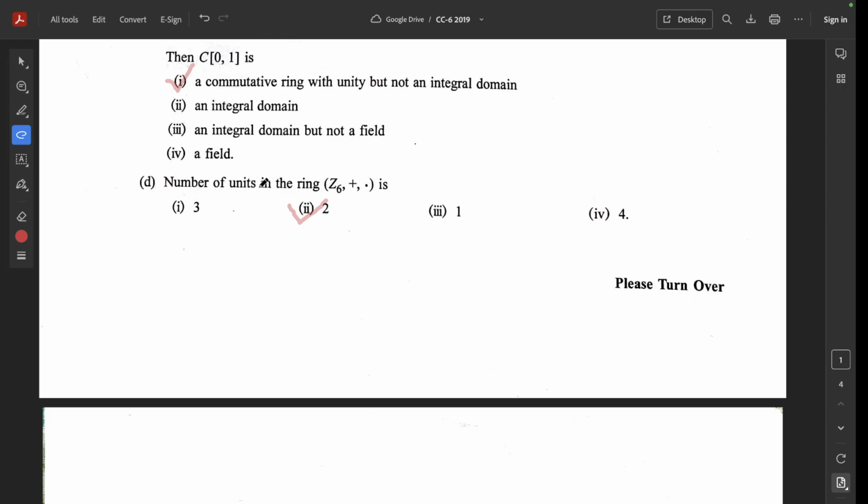Question D. Number of units in the ring Z6, plus, dot is 2. Correct option is 2.